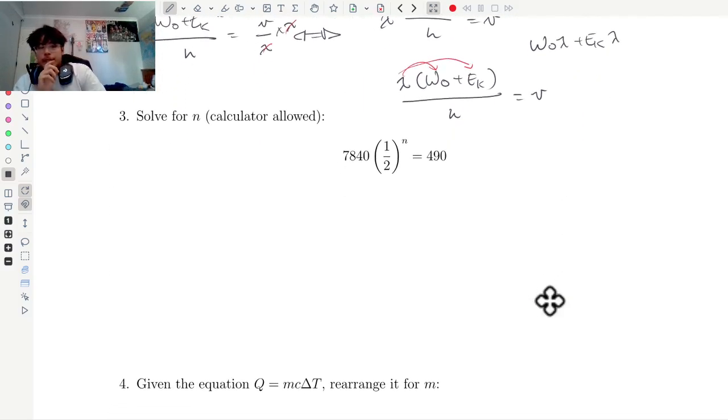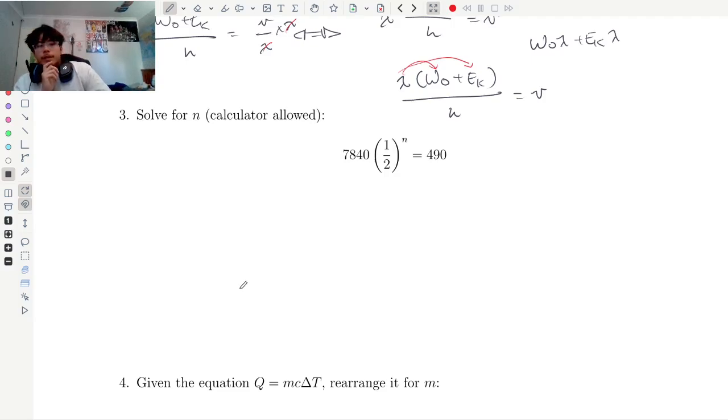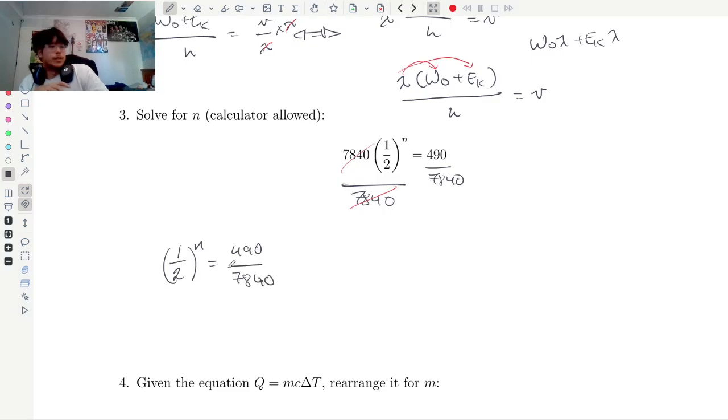Now solve for n. So first I will do what we've been doing in the previous questions, and I will just get rid of this 7/840 on both sides. So that will cancel with this, and now I'm left with (1/2)^n is equal to 49/(7/840).